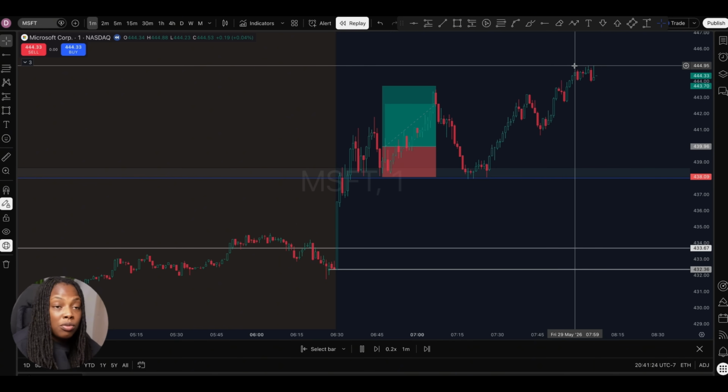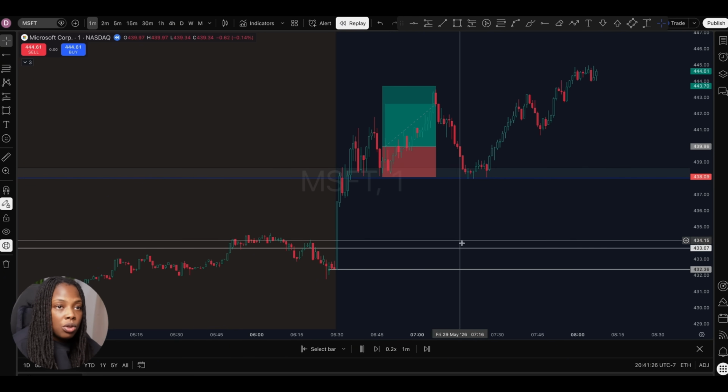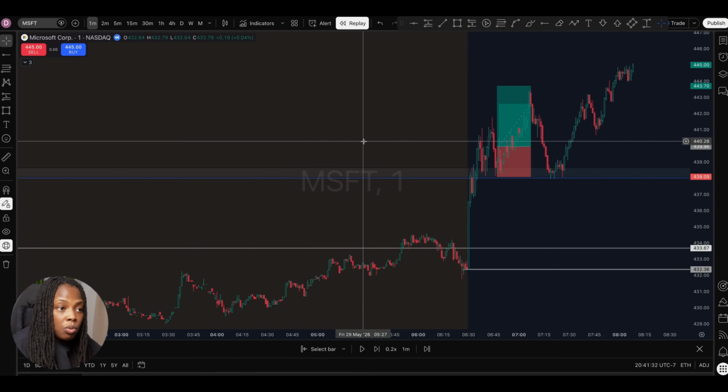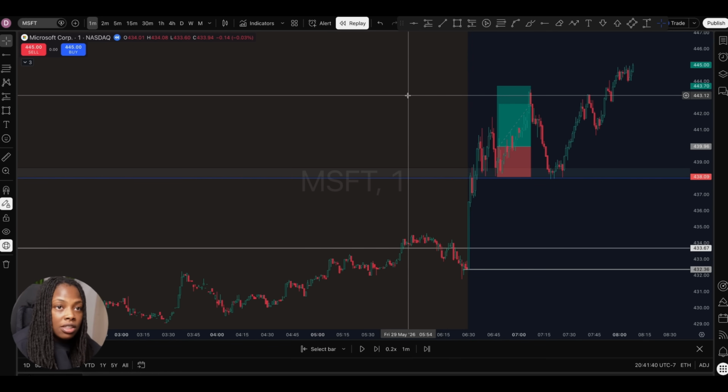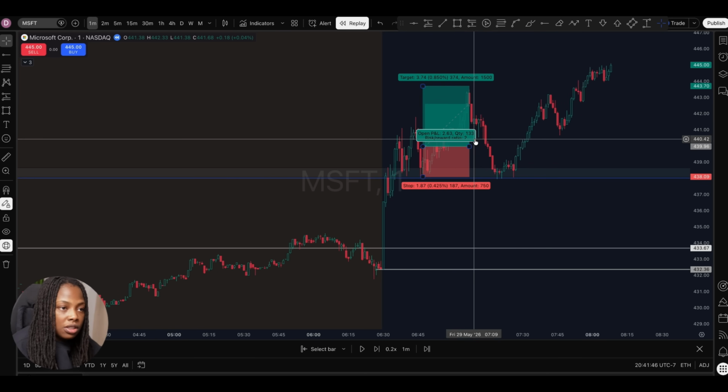One contract would have paid you more than $200 on this trade. And usually one option contract on Microsoft is around $300 to $400. Imagine you get almost 100% return if you followed all these steps.